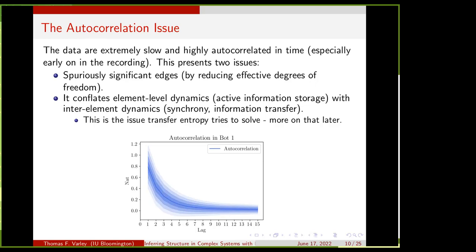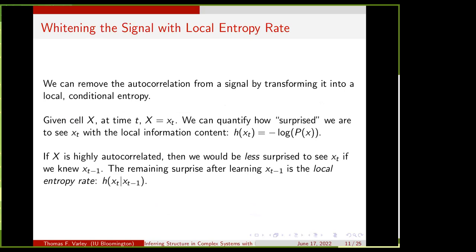But the first thing that I really wanted to figure out when I started playing with this data was, is there some way that I can sort of resolve this issue of autocorrelation? And the conclusion that I came to was to transform the signal into a local entropy rate. Okay, so this comes back to what I was just talking about with the onion. At every time t, our variable x is in some given state, and we can quantify how surprised we are to see x of t with this local entropy term.